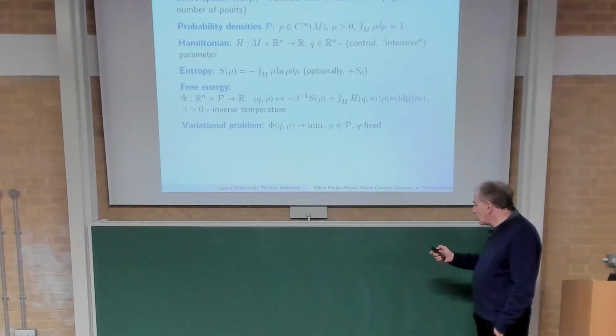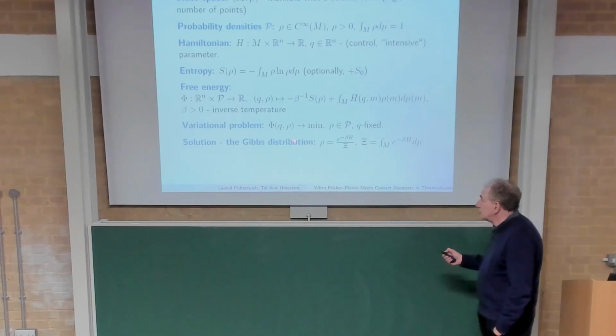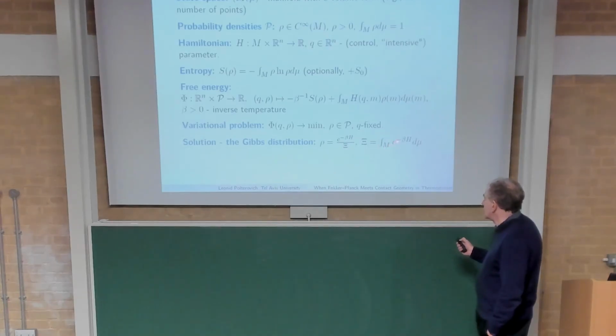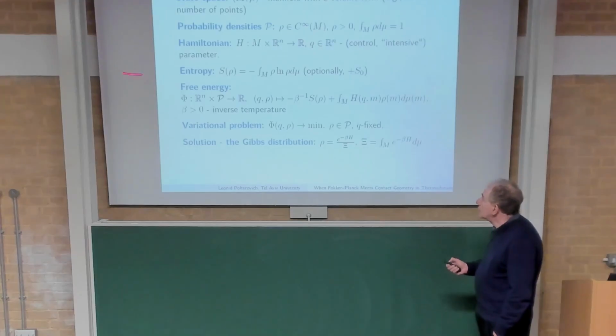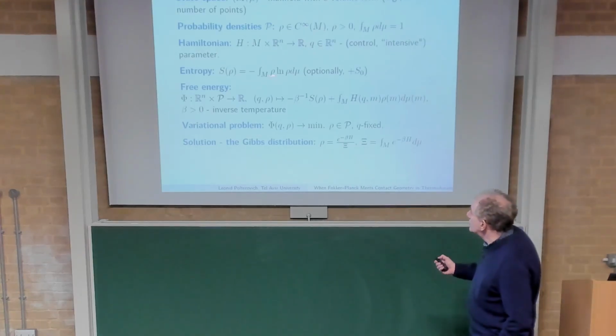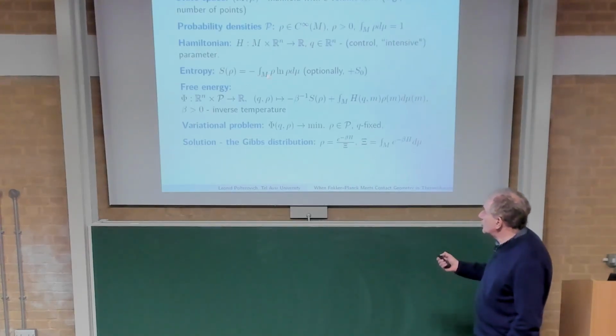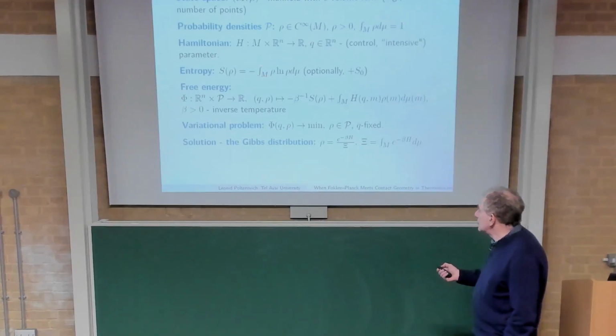And this is a well-known story in equilibrium thermodynamics. The solution is the Gibbs distribution: rho equals e to the power minus beta H divided by the partition function. And this partition function is just the integral of e to the power minus beta H d mu over M. You integrate also the real variable in the... Pardon me? Yes, it's integration over, think about a sum, over the finite number of points.